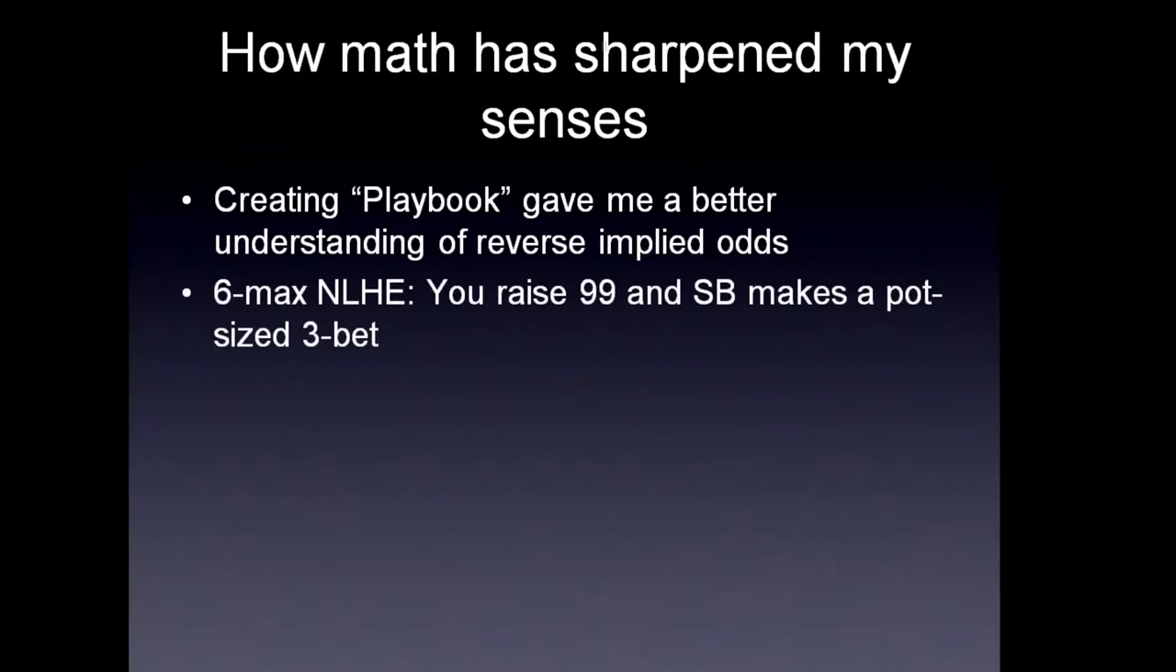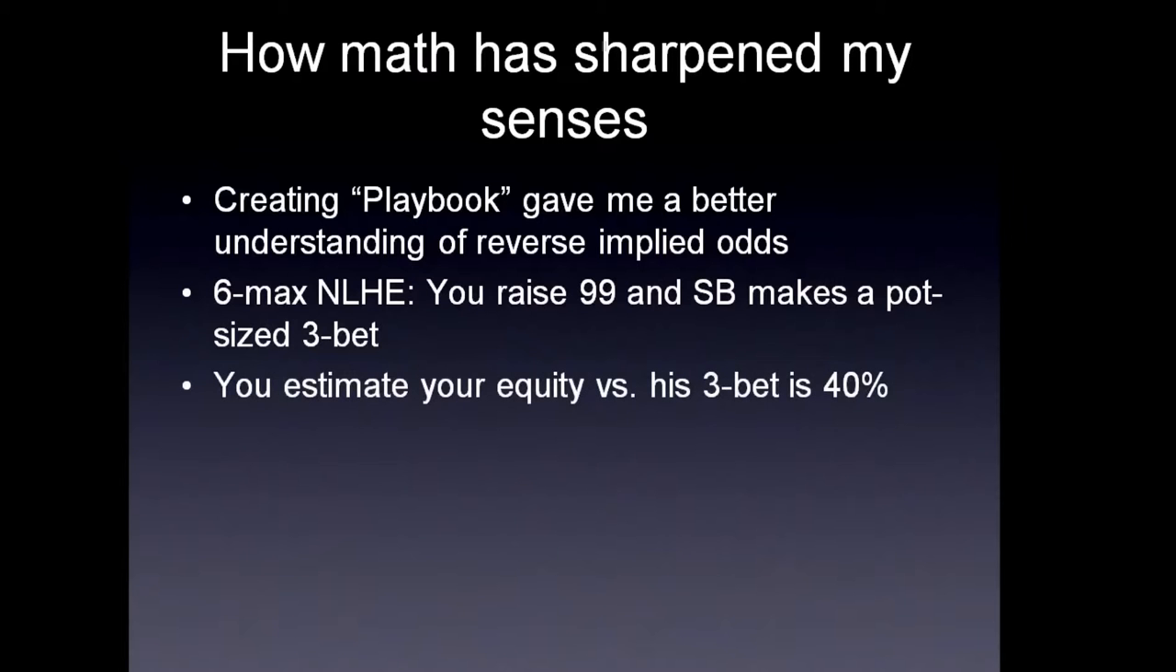So we'll take a pretty simple example, not the best example, but a simple one. You raise pocket nines from whatever position. The small blind makes a pot size 3-bet. You're getting 2-1, heads up. You have position. You estimate that your equity versus his range is 40%. You're getting 2-1, so you need about 33% in a vacuum if that was all in. And say you have 100 big blind stacks.